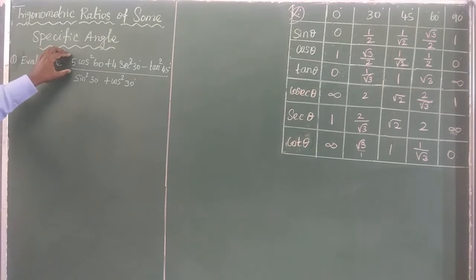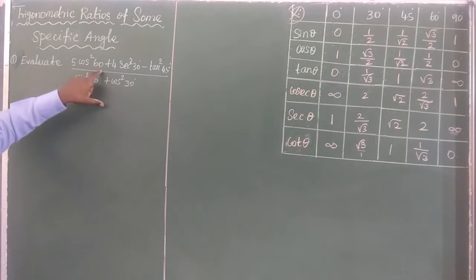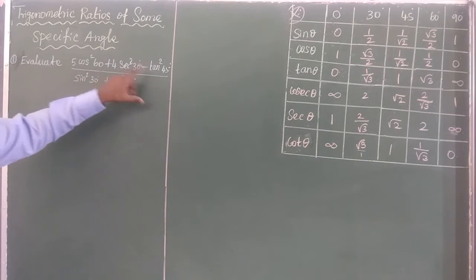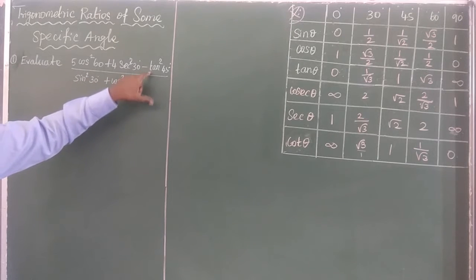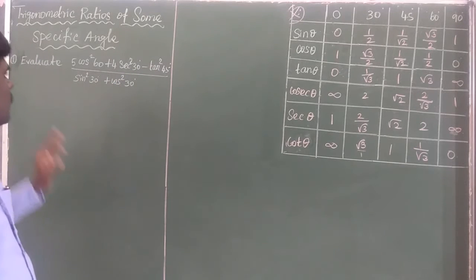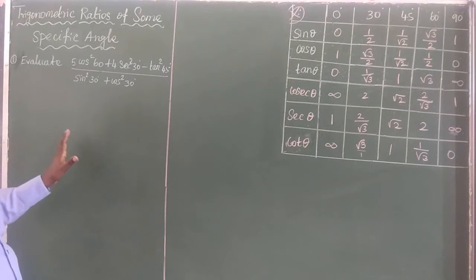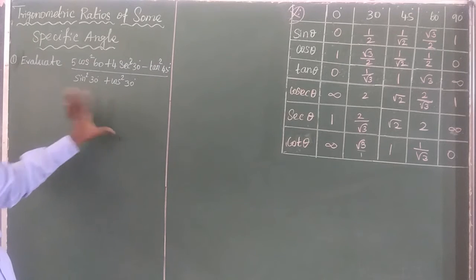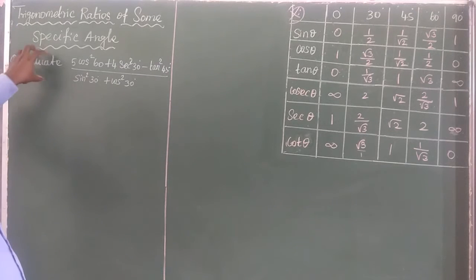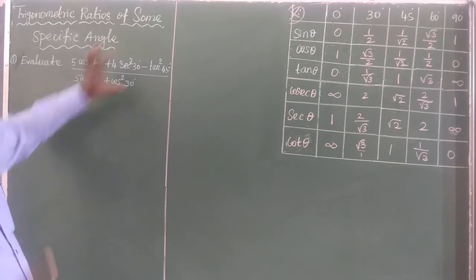Evaluate 5 cos square 60 degree plus 4 secant square 30 degree minus tan square 45 degree, divided by sin square 30 degree plus cos square 30 degree. Evaluate this type of problem. This is the first type of problems.